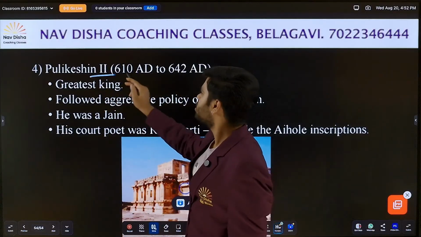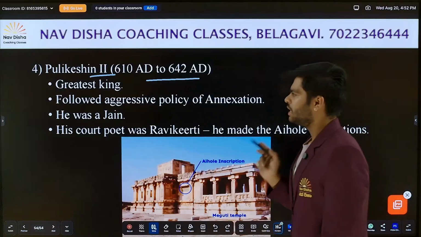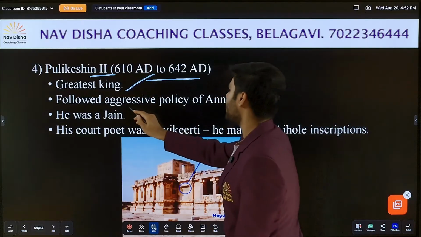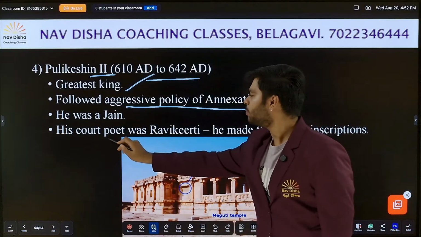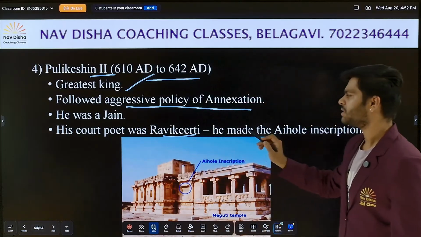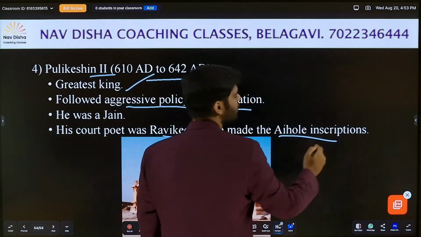Next comes Pulikeshin II, 610 AD to 642 AD. This is important for us. He is the greatest king, who followed an aggressive policy of annexation. He was a Jain. His court poet was Ravi Kirti, a famous court poet or historian. He made the Aihole inscriptions.